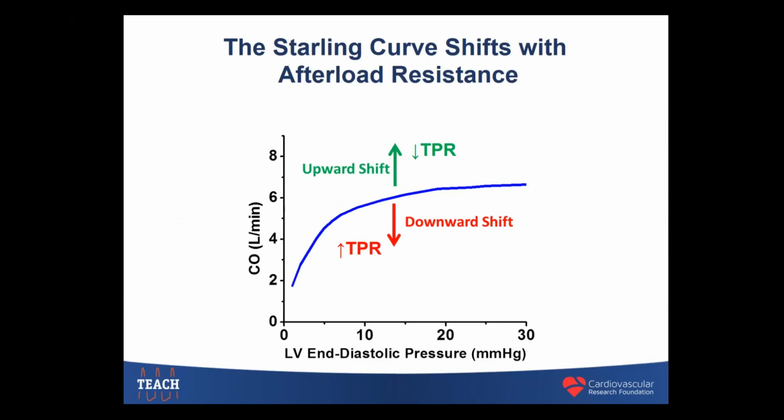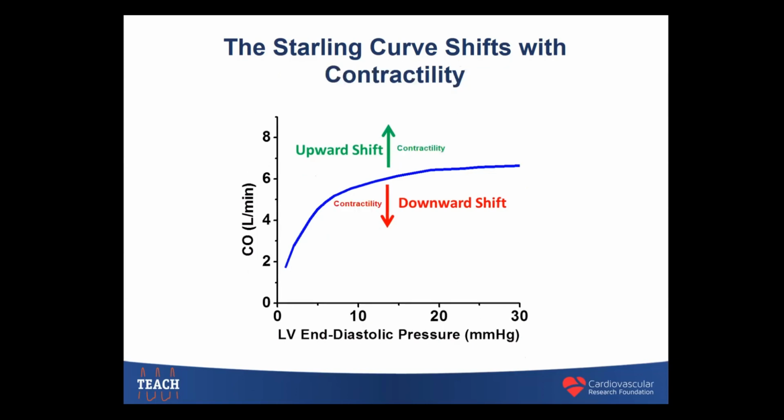And the thing to keep in mind is all of this shifts when you have all of these interplay with each other. So if you have increased afterload, well, your Starling curve becomes less effective at higher afterloads, and vice versa with lower afterloads. And same thing with contractility. Your Starling curve becomes less effective. If you have a heart failure with reduced ejection fraction, you have less of an ability to increase cardiac output with preload. So you have a downward shift because of contractility in your Starling curve.